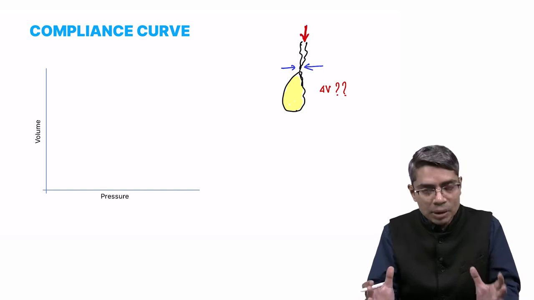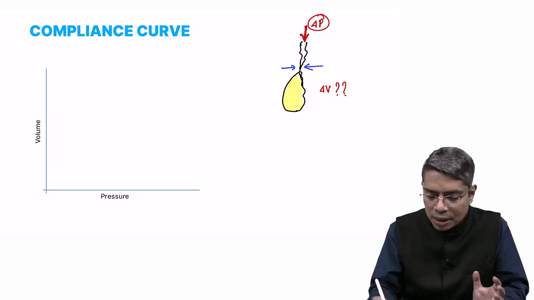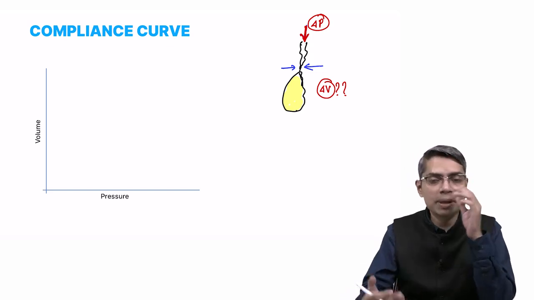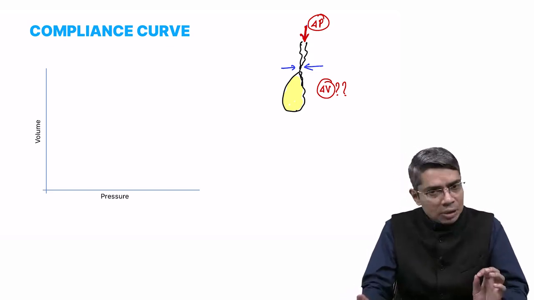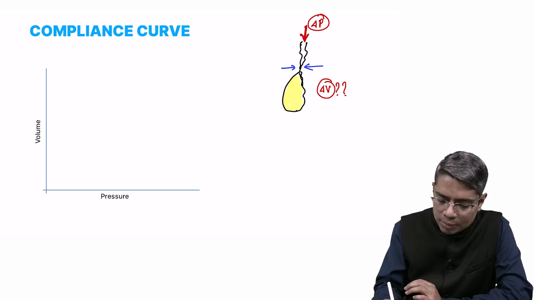So experimentally, you have a collapsed lung. In this collapsed lung, you are injecting some pressure, and with that injection of pressure, you are calculating how much volume change is happening inside this lung, right? So initially, when the alveoli are fully collapsed, the bronchioles are fully collapsed.